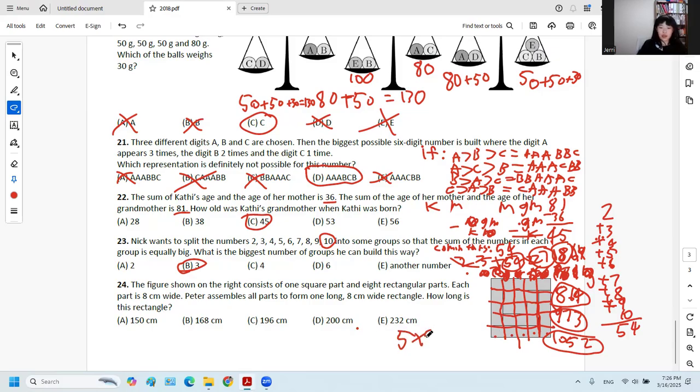5 times 8, because one of the lines is 8, equals 40, 4 sides. 40 times 4 equals 160. And then 160 plus another 40, because of the inside parts, equals 200 centimeters. And now, D is the answer.